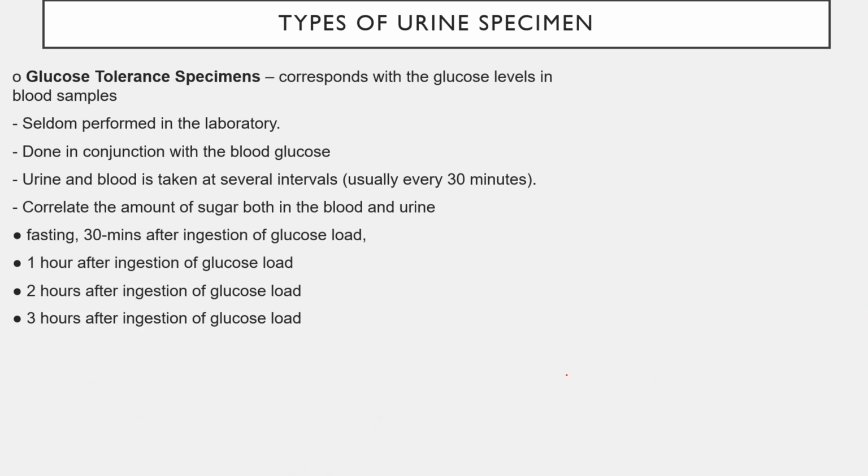Then another type of urine sample, class, is the glucose tolerance sample. So this is used for testing glucose levels in a blood sample. This is rarely done in the laboratory. They are usually done in conjunction with blood glucose. So urine and blood are taken at several intervals, usually every 30 minutes. Then you're going to correlate the amount of sugar both in the blood and the urine. So fasting, 30 minutes after ingestion of glucose load, 1 hour after, 2 hours after, and 3 hours after ingestion of glucose load.